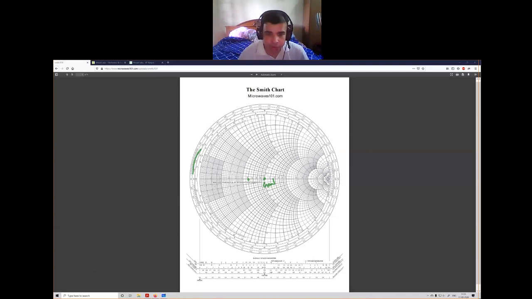This point is our load impedance, okay? 0.6. And we need to match it to 1, which is Z0. Okay? And we will try to accomplish this using single stub matching. Right?